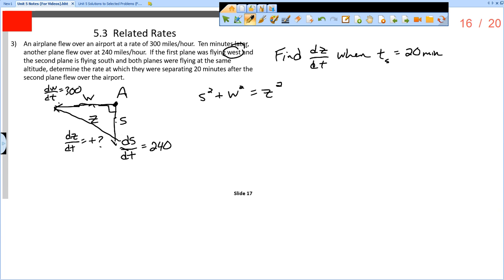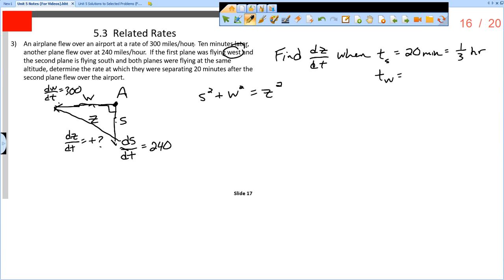Okay, now units are very important here. The airplanes are flying at miles per hour, but this is 20 minutes. And so we need to make sure we convert, right? 20 minutes is 1/3 of an hour, right? Now that's t sub s. The southbound plane has only been flying for 20 minutes. What about the westbound plane? Let's call that t sub w.